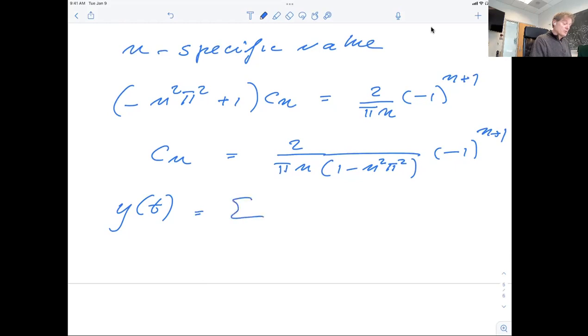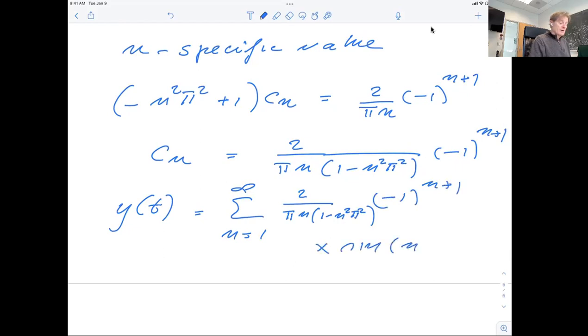So I'm going to get my solution now as a function which is given by the sum from n equal to 1 up to infinity. And then I have this coefficient c of n, which is 2 divided by pi times n, 1 minus n squared pi squared, multiplied with minus 1 to the power of n plus 1, and finally multiplied with a sine of n times pi times t.